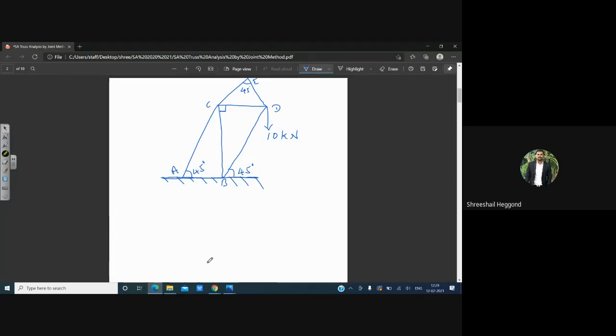By looking at your truss only, you can say whether a truss member is carrying any force or not. CD, CE, CE and ED. Okay. Any other answers? 2-3 people are answering. What about others?